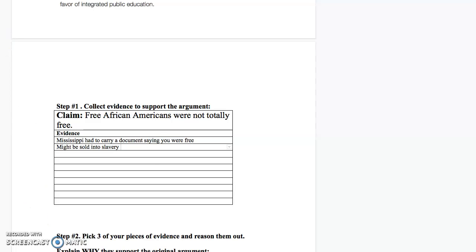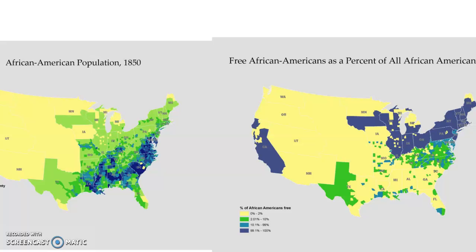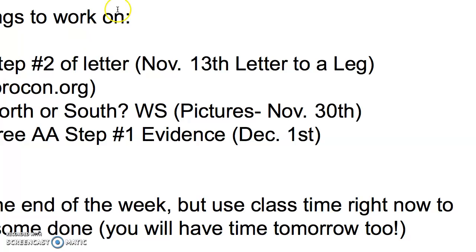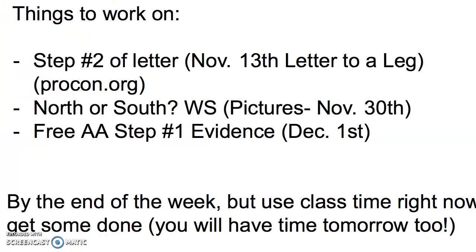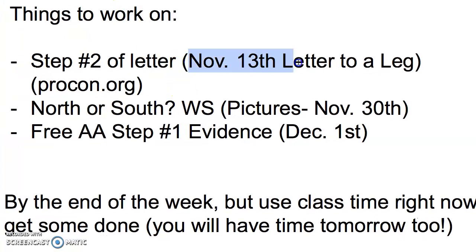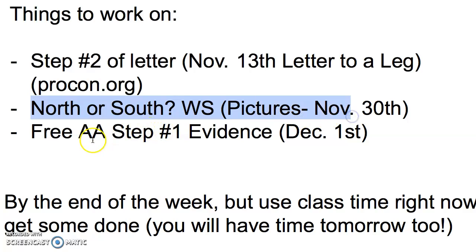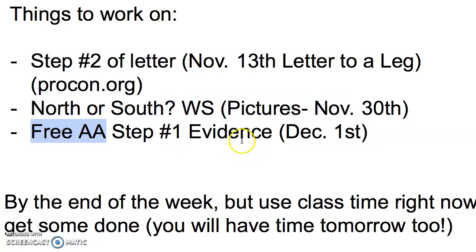I lied. I just want to go through and make sure you know what you're doing. So these are the things that you need to work on. Step number 2 of the letter, you can find that under the November 13th letter to a legislator. If you didn't finish the North or South pro-con or North or South pictures activity, you need to do that. And then this, what I just explained to you, the Free African American, step number 1.